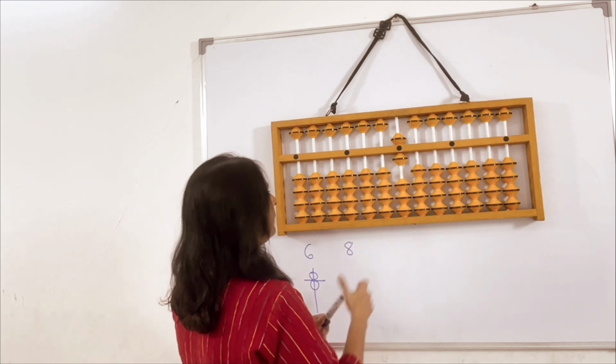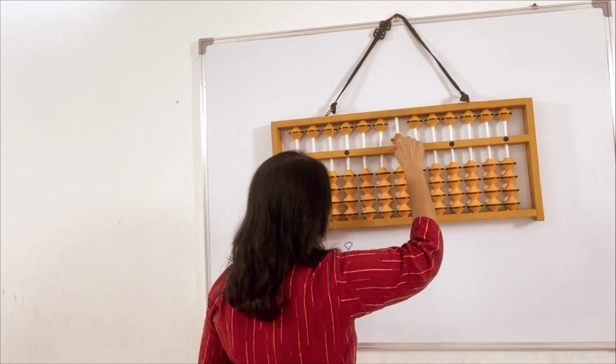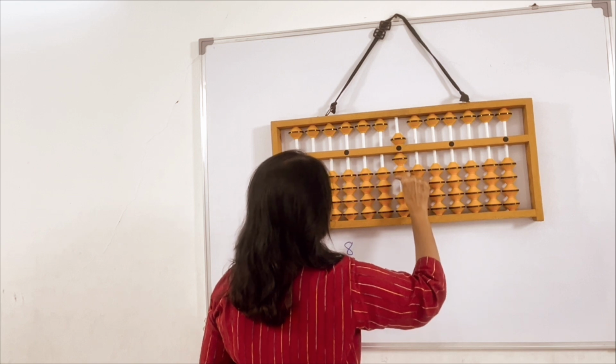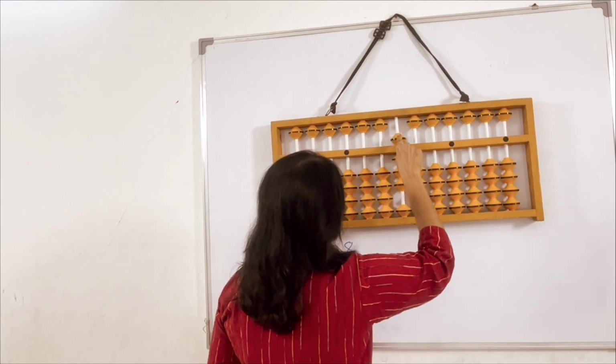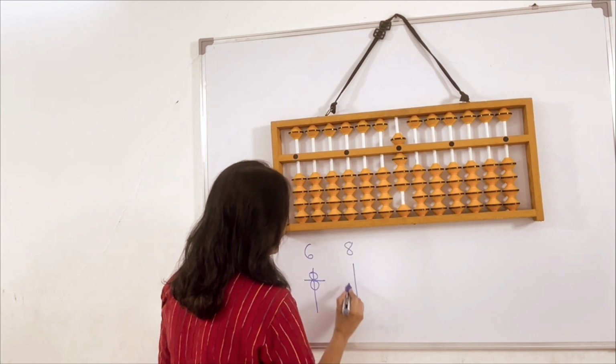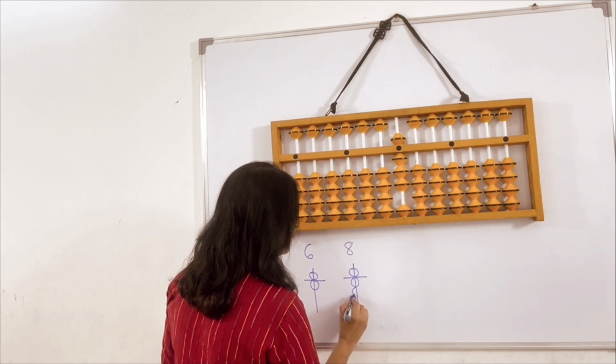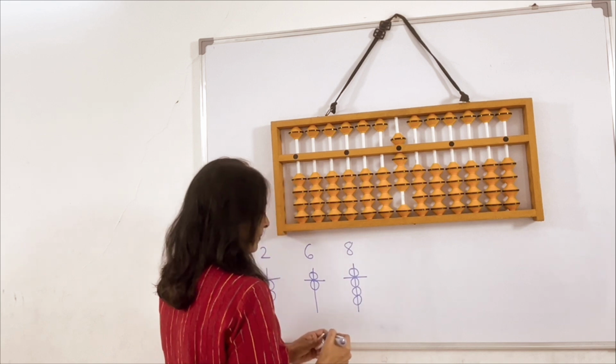8. So this is 5, 6, 7 and 8. So we have to draw one upper bead and three lower beads. 5, 6, 7, 8.